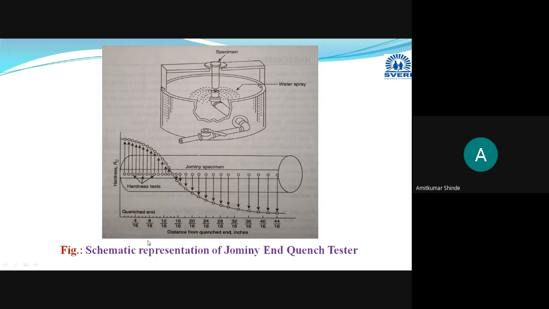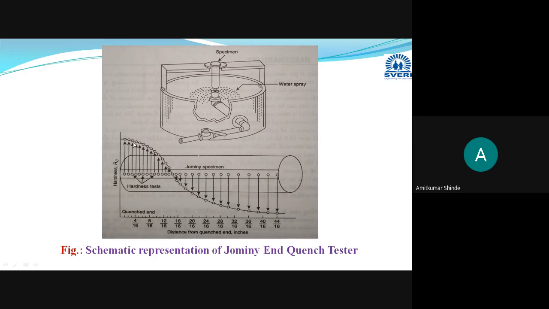Okay, you have to take the distance 1 by 16th inch, and you have to take the readings, approximately 10-12 readings, and you have to plot a curve. On the y-axis hardness will be there, and on the x-axis distance from the quenched end is taken, and a curve is obtained. This type of curve is obtained.